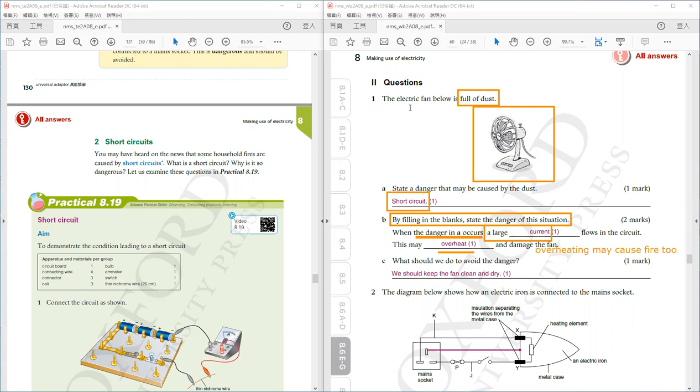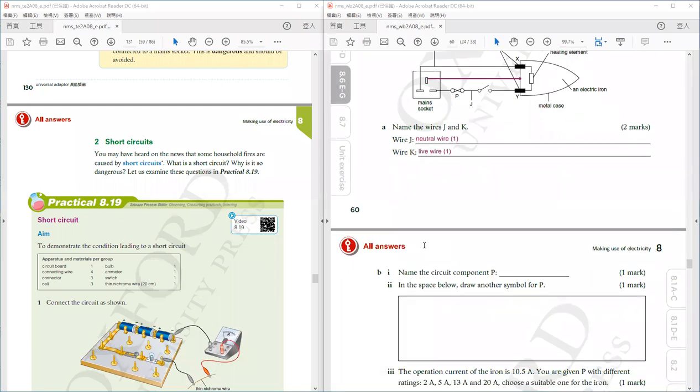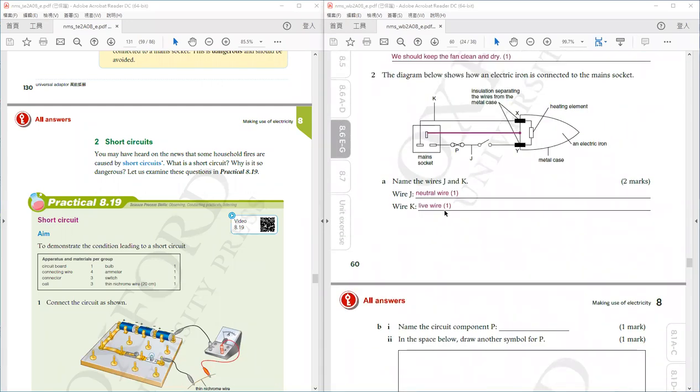Okay, how do we prevent this danger? We should keep the fan clean and dry. No moisture, no water around. Clean it. Next part.